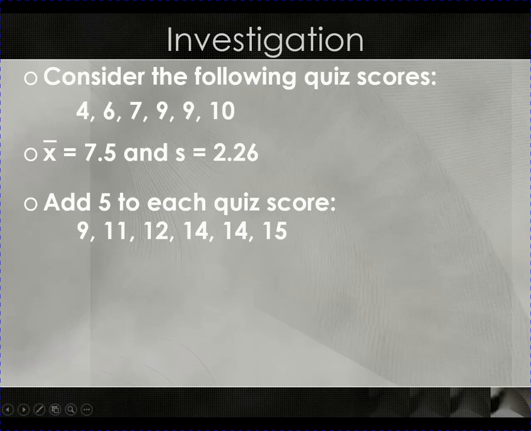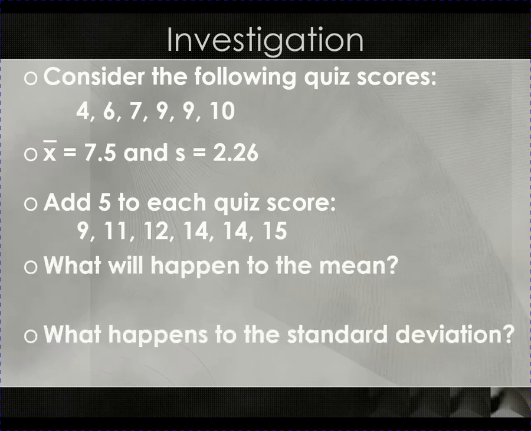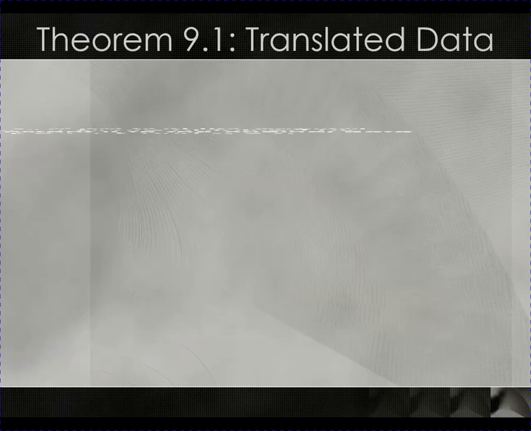Well, if you add 5 to everything, the mean is going to go up by 5, but our standard deviation is going to stay the same because it still has the same spread. Things are still spread out the same way. The lowest and highest are shifted, so the range is still the same. So the standard deviation will remain the same. We answered those two questions: the mean will go up by 5 and the standard deviation will remain the same.